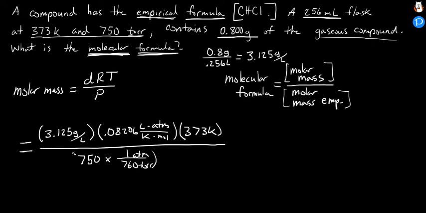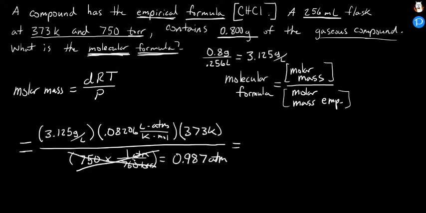So I'm just going to do that calculation right away. Let's see, what does that give us? 750 divided by 760 gives us 0.987 atmospheres. So I'm just going to get rid of that right now, actually, before I do anything else. All right, so now I've got everything I need. Let's punch everything in to see what we get.